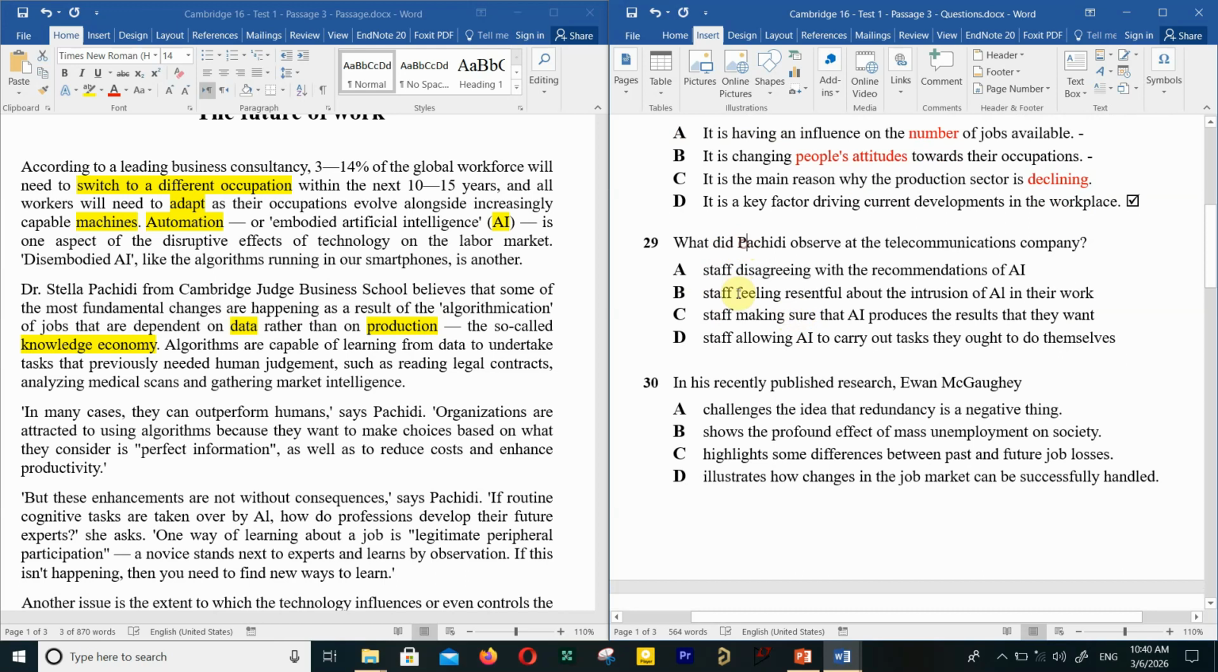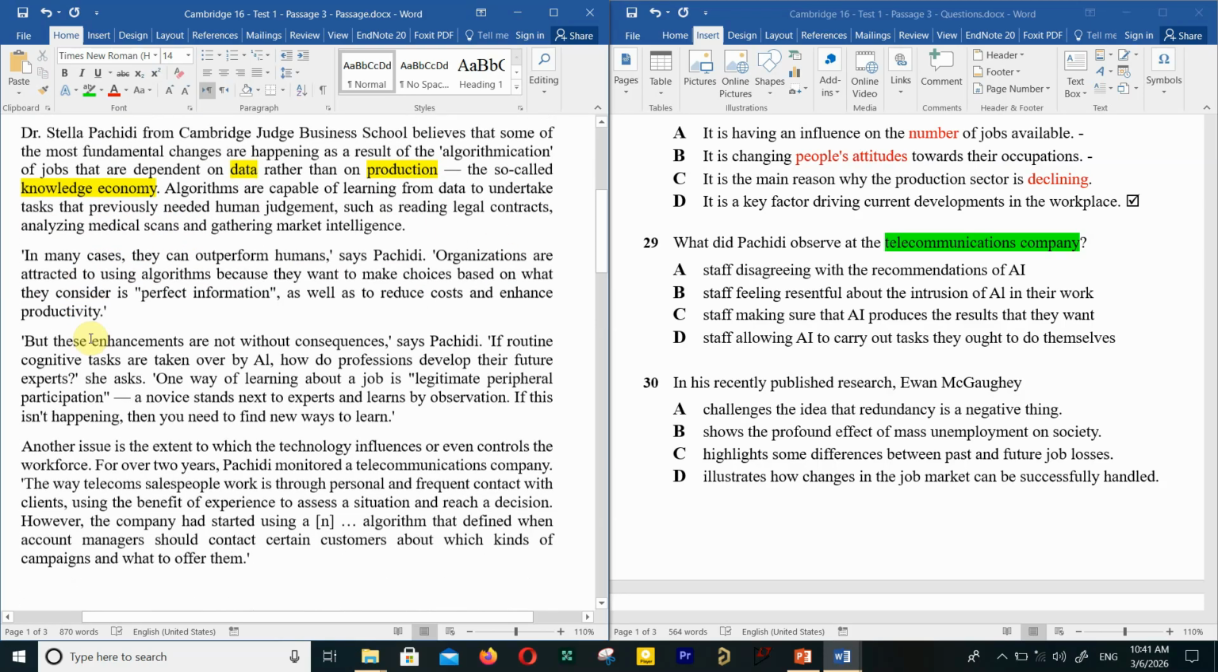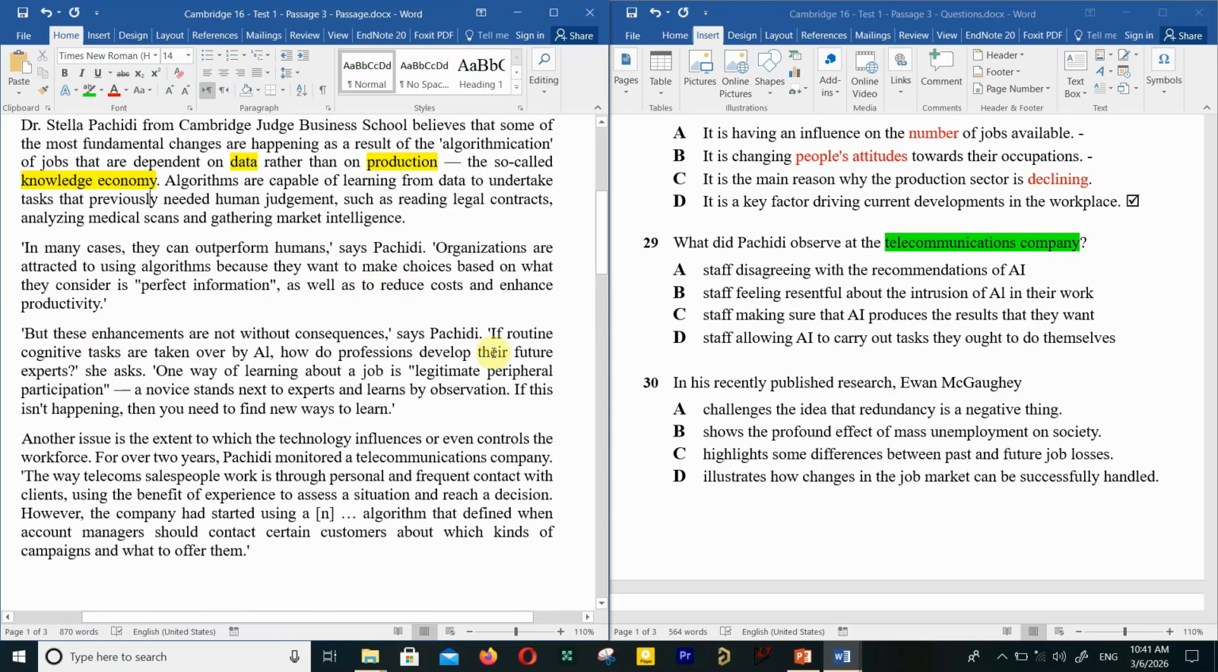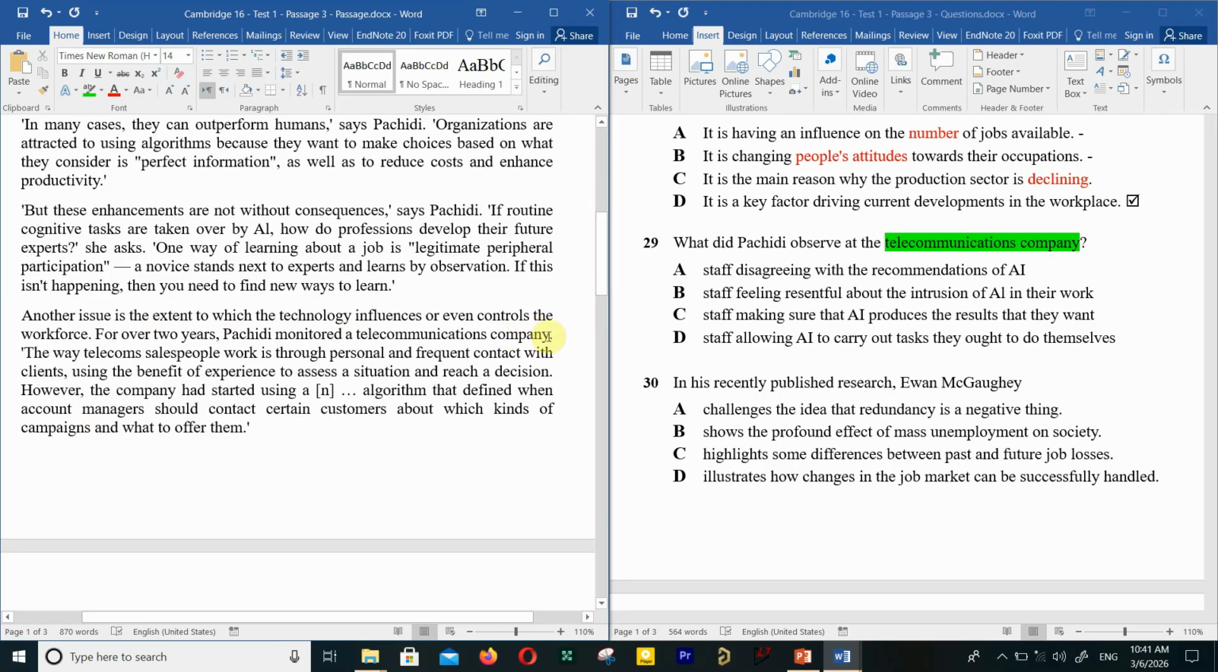Now question 29. What did Pashidi observe at the telecommunications company? So first, you had to go through the paragraph and find this telecommunications company, where it is. The passage is talking about Pashidi, so maybe it's somewhere around this paragraph. Not here. Not there. Here. This is it. You see, you had to practice this. Find the keywords. This is really important for your IELTS exam. So here he's talking about the telecommunications company.